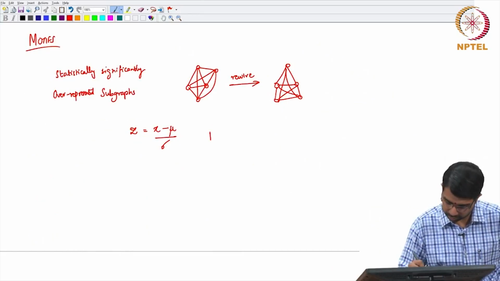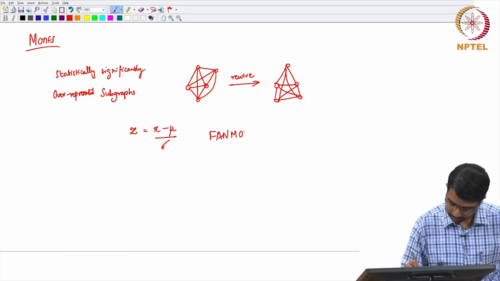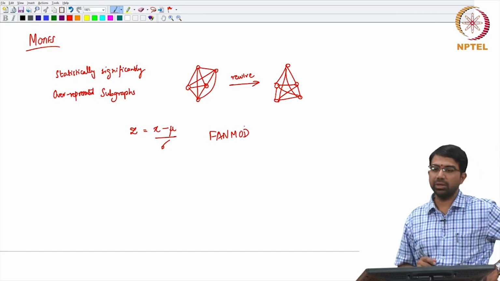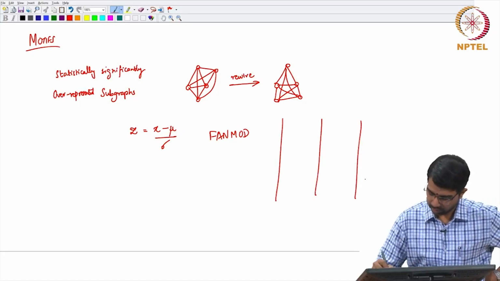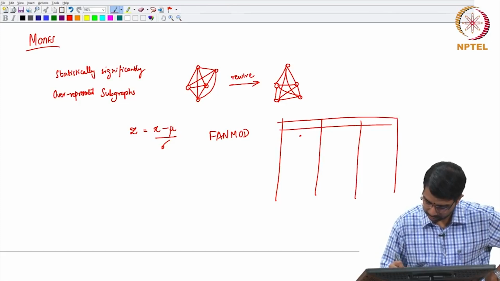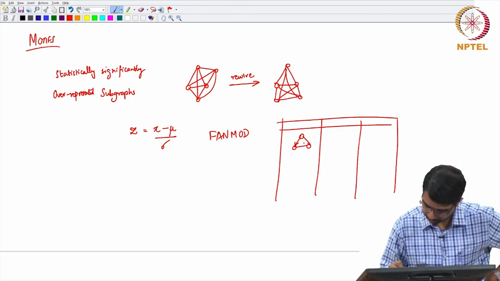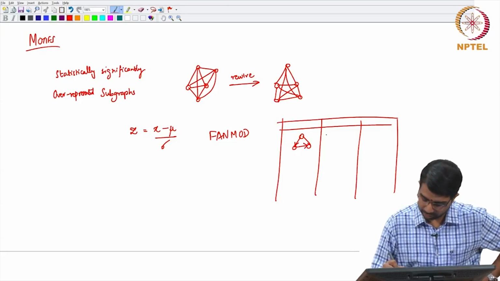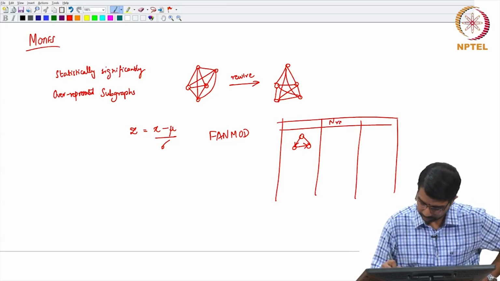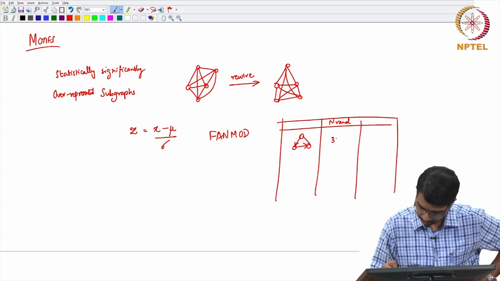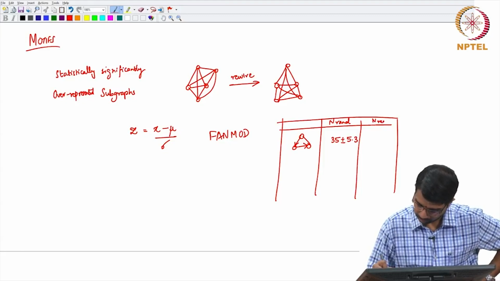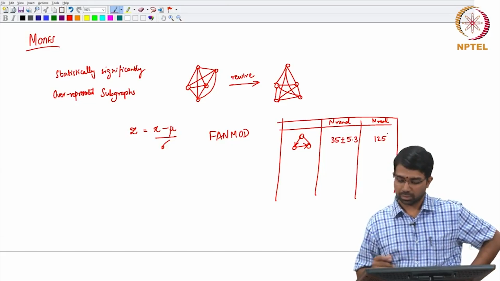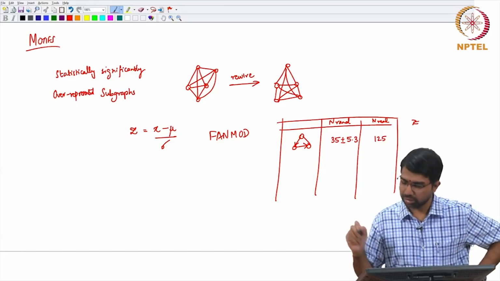So, there is a tool called FANMOD which helps you find motifs. It will basically give you a long table of this sort. Here it will say what is the motif, and here it will tell you the random distribution, and maybe a z score as well and so on.